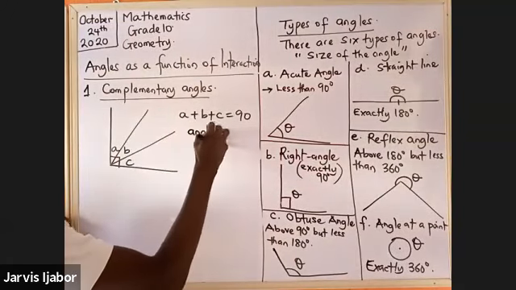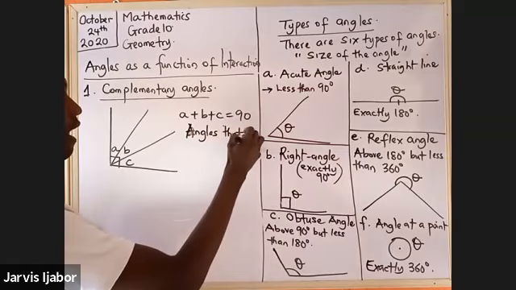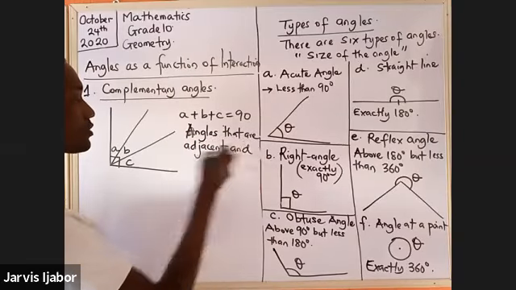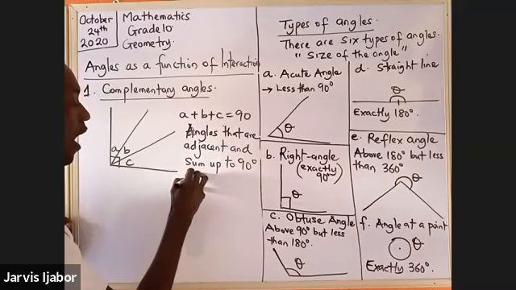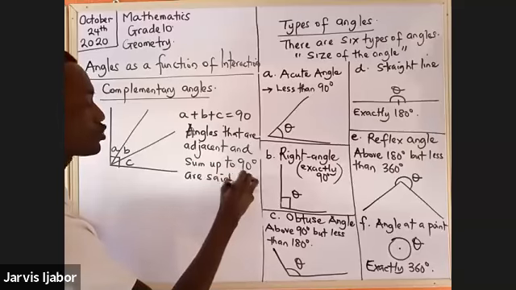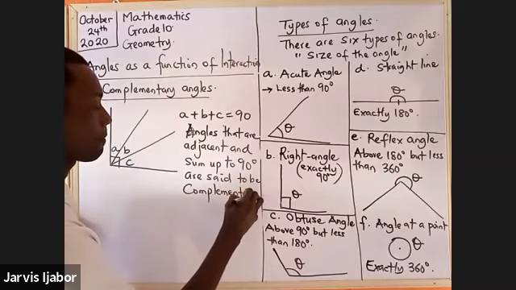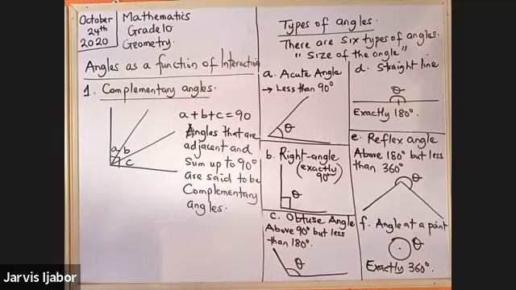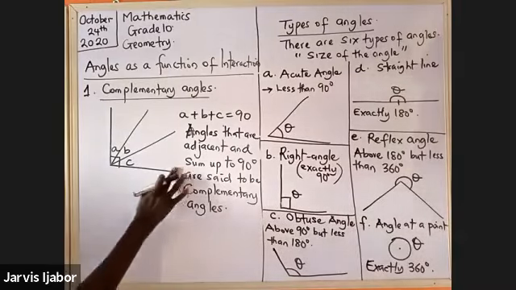So angles that are adjacent and sum up to 90 degrees are said to be complementary angles. So angles that are adjacent and sum up to 90 degrees are said to be complementary. And I'm just giving us a clear description of the diagram there.